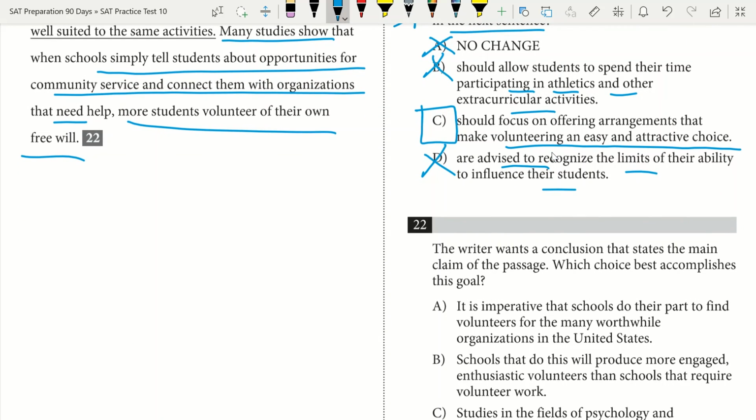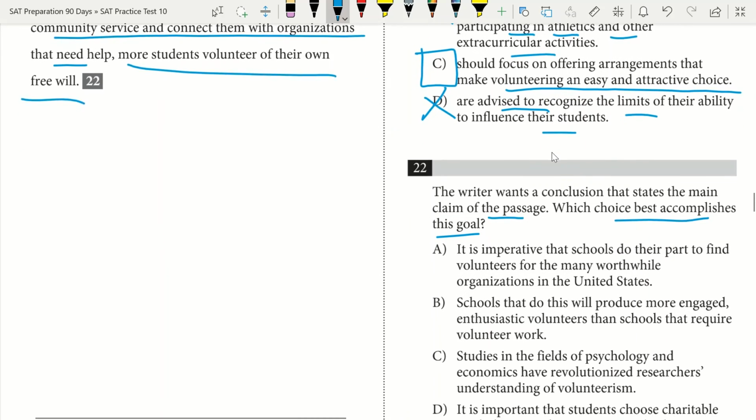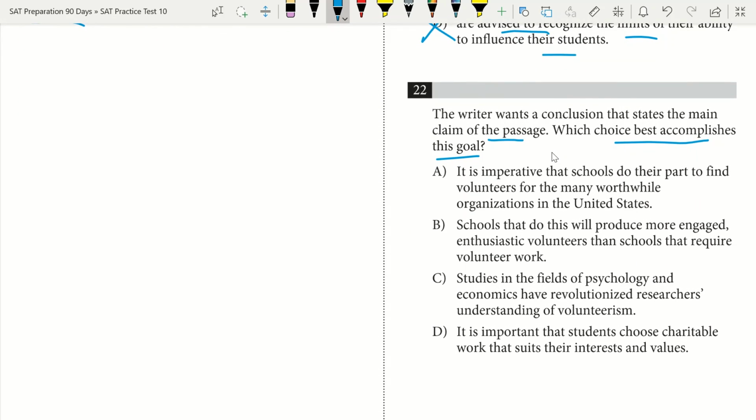All right, the writer wants a conclusion that states the main claim of the passage. Which choice best accomplishes this goal? Well, let's think big picture. What's the main claim in this passage? The main claim is that we shouldn't be requiring students to volunteer, but instead should be providing them with opportunities that they can explore on their own. So we're going to find an answer choice that says that. We have option A, it is imperative that schools do their part to find volunteers for many worthwhile organizations. No. D, schools that do this will produce more engaged, enthusiastic volunteers than schools that require volunteer work.